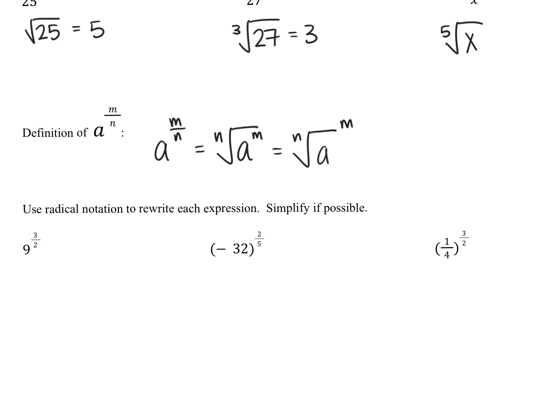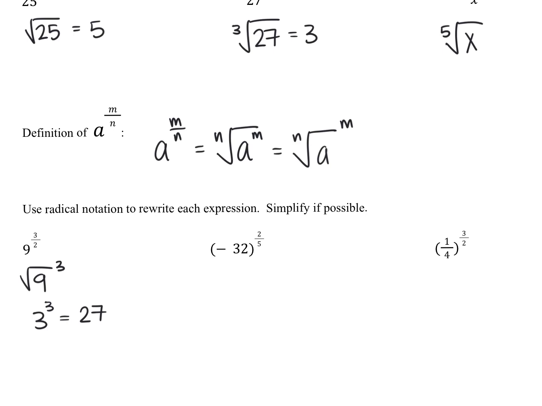So our first example, we have 9 to the 3/2. That means I'm taking the square root of 9 and I'm cubing it. Now when it comes to the order of simplifying here, I can either cube that number first, so raise it to my exponent, or I can take the root. I'm actually going to take the square root here. It's always easier to simplify the root first, then raise it to the exponent. So the square root of 9 is 3, and then 3 cubed is 27.